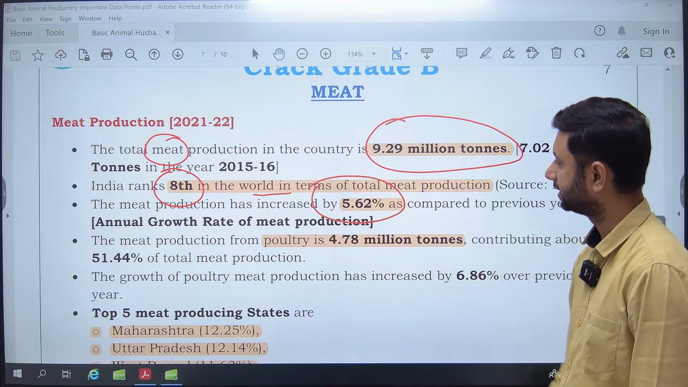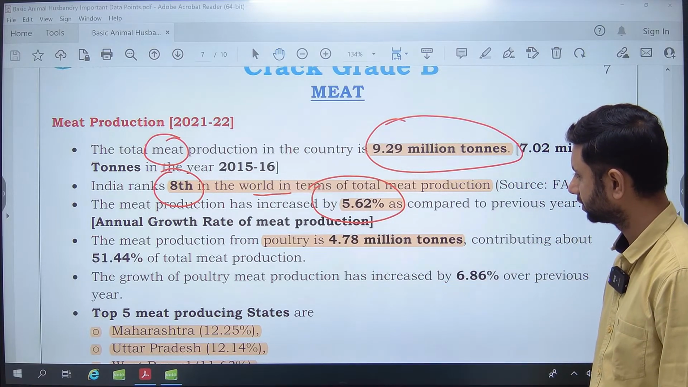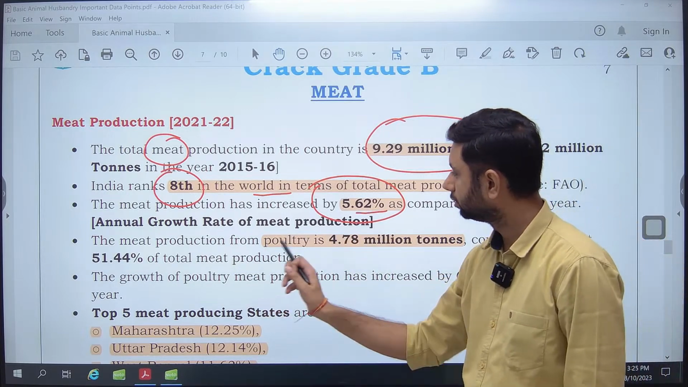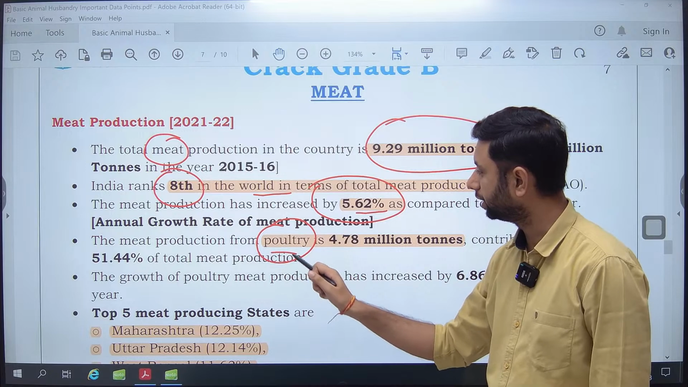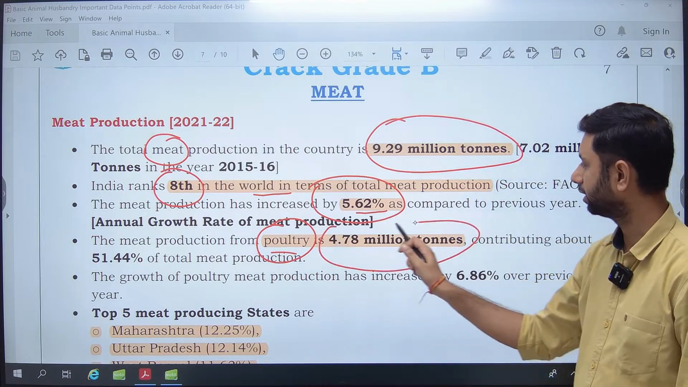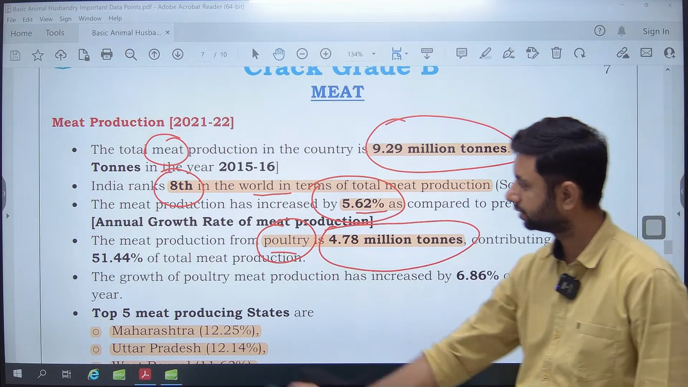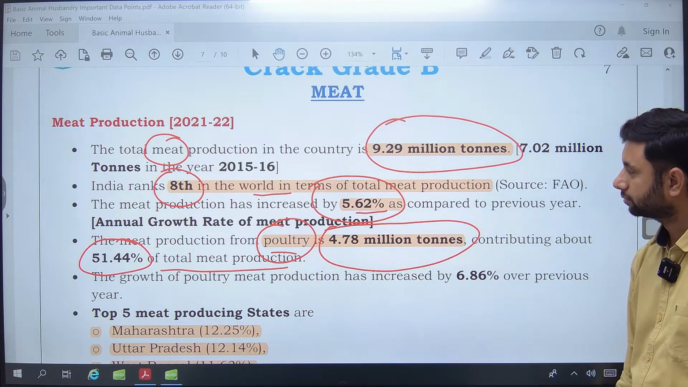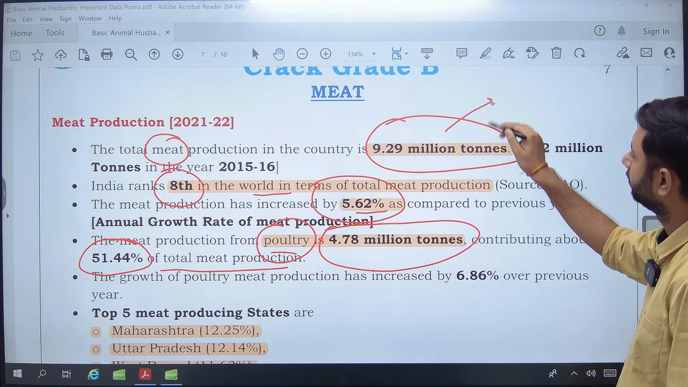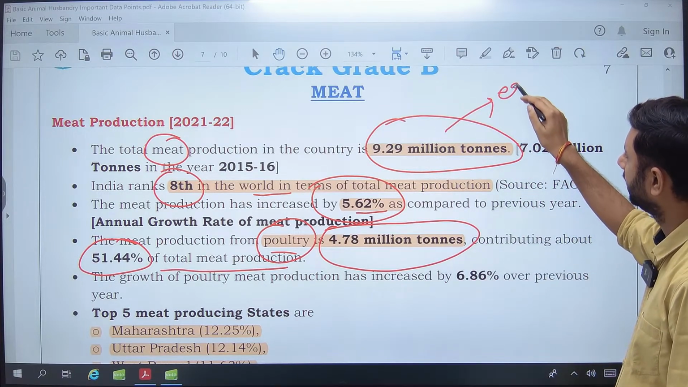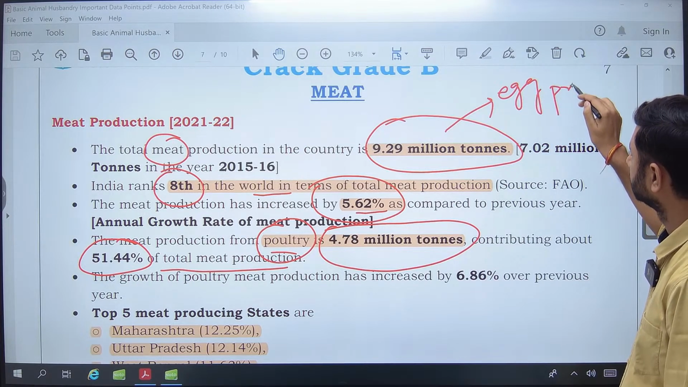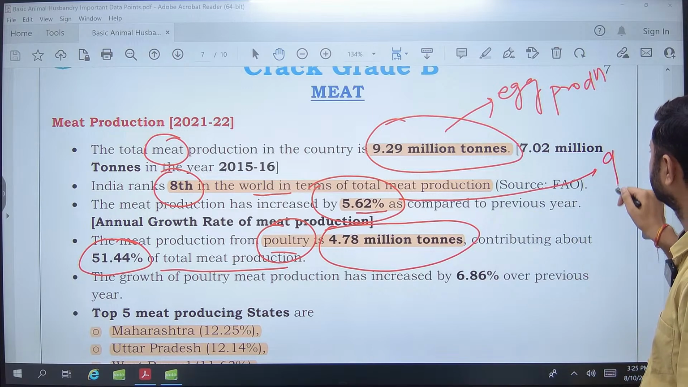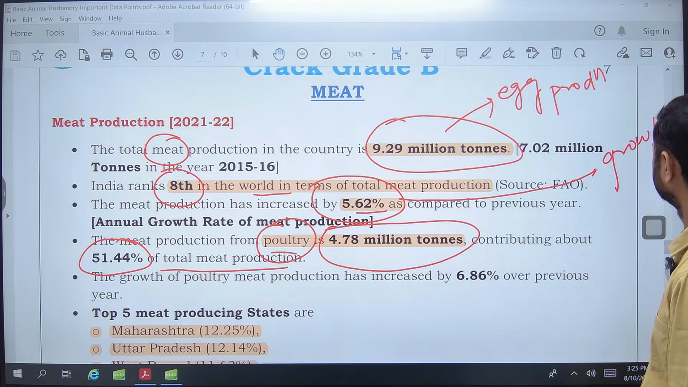Meat production has increased by 5.62%. Okay. And the contribution from poultry is 4.78 million tons, which is 51.44% of the total meat production. Okay. So can anybody tell what was the total egg production this year? Also tell me the growth rate of egg production.